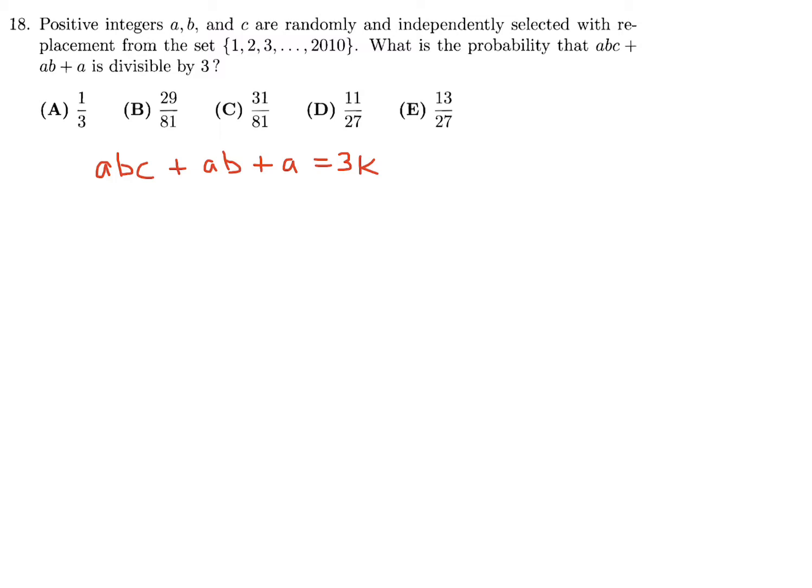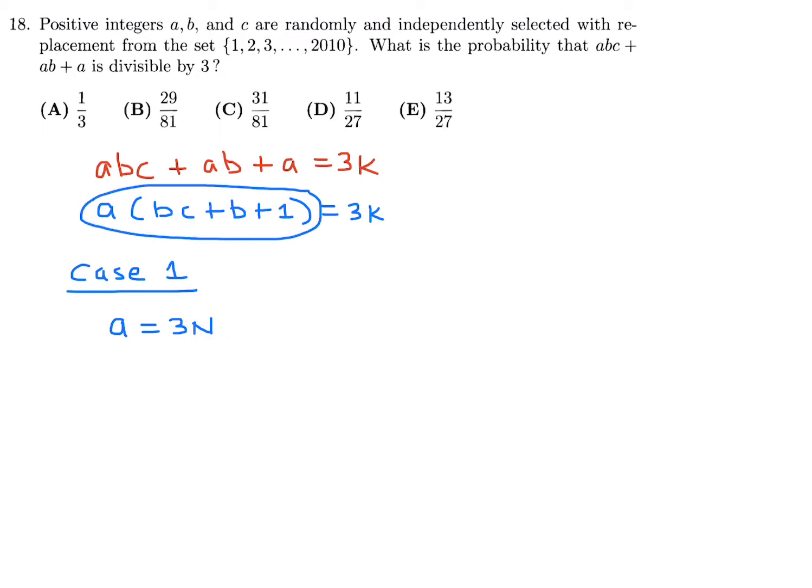Now, looking at this, I quickly realize that I can factor out an a, and if I do, I get a times (bc plus b plus 1). So we have 2 scenarios. The first case is when a is of the form 3n. If that is true, then this expression will definitely be divisible by 3, no matter what b and c are.